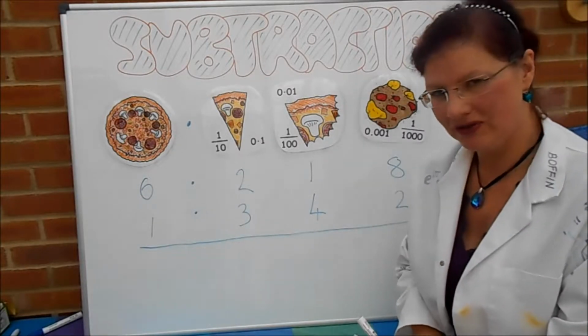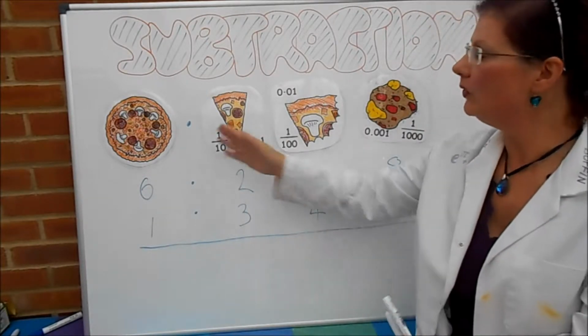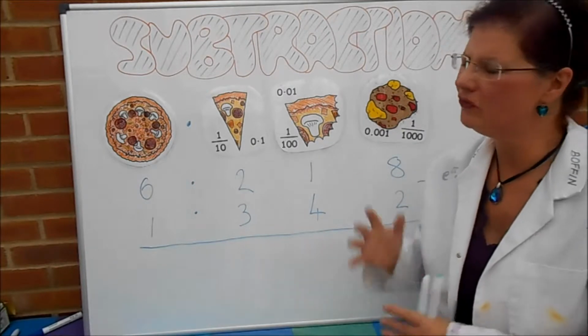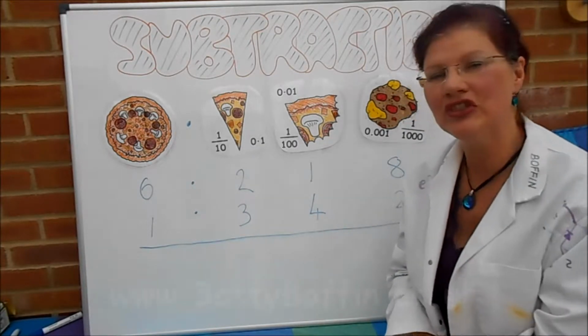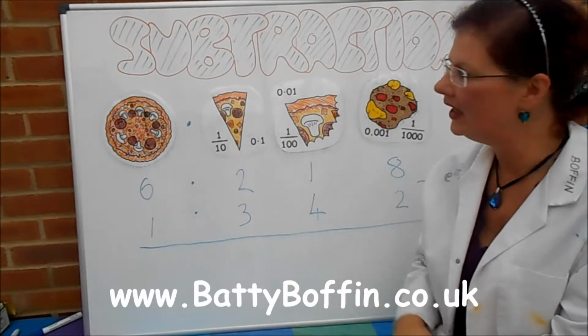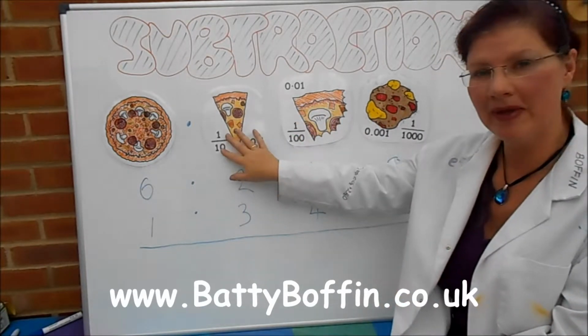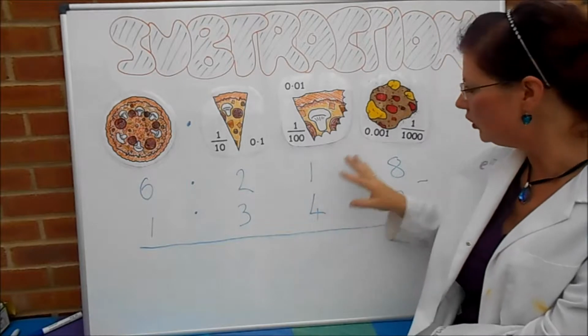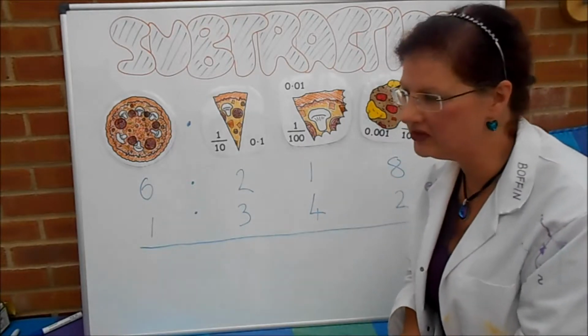This time we're going to be using decimals. Now if you want to use my place value pizzas, you're very welcome to. You can download these images to use yourself at www.battyboffin.co.uk. We've got these big ones that you can use as column headers and also some little ones, but I'm not going to be using the little ones, I'm going to write the numbers instead.